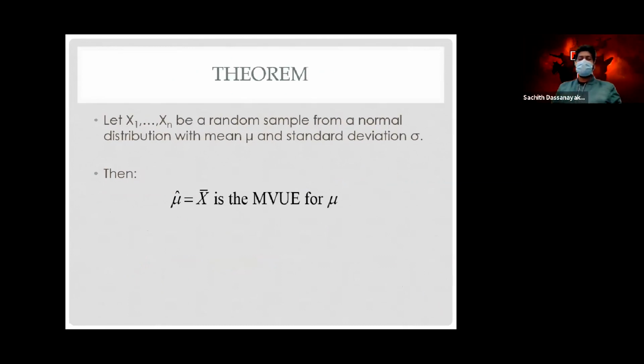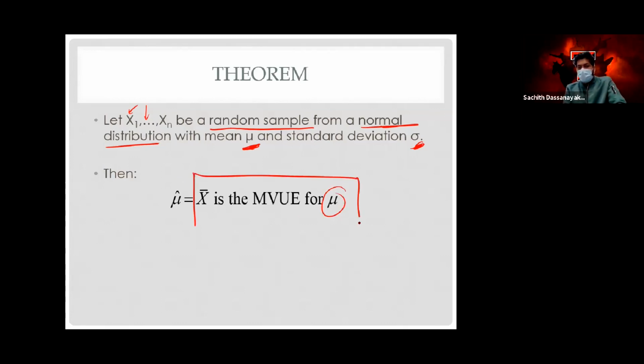Okay, they have mentioned here a theorem. If you have a random sample, which means x1 has nothing to do with x2, they are randomly selected samples from a normal distribution. They are normally distributed samples, x1, x2, ..., xn, with mean mu and standard deviation sigma. So mu hat equals x bar is the MVUE, the minimum variance unbiased estimator for mu. So simply, x bar is the MVUE for mu.